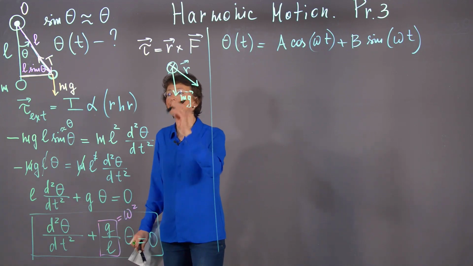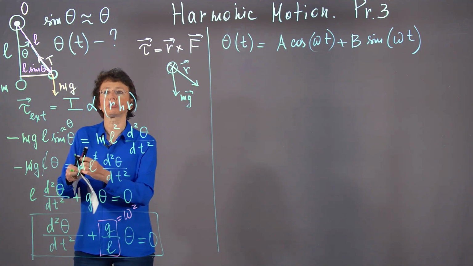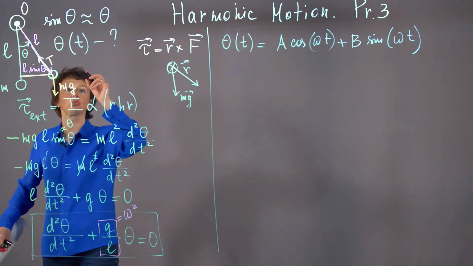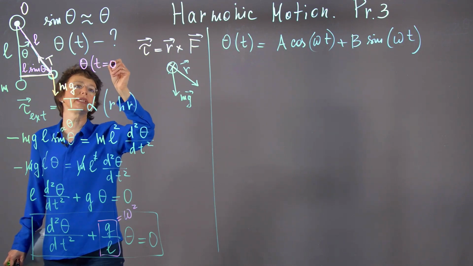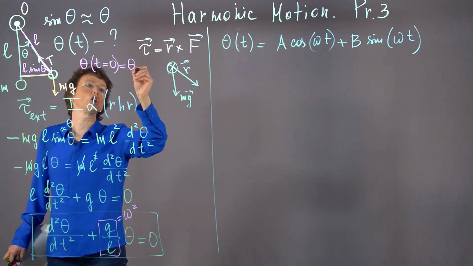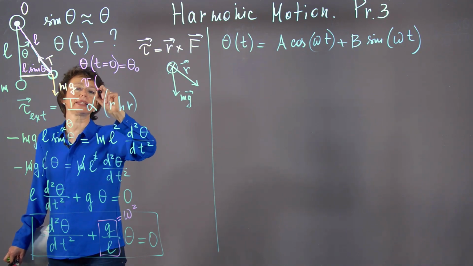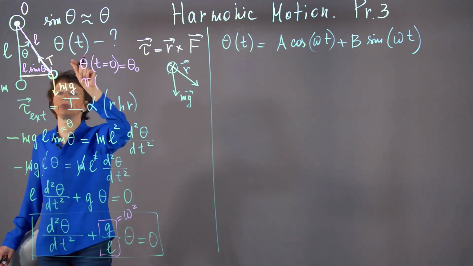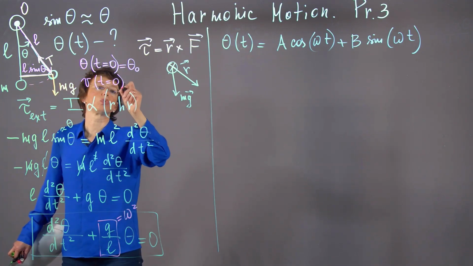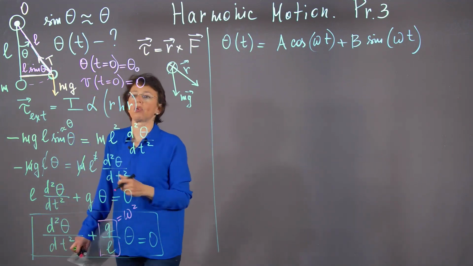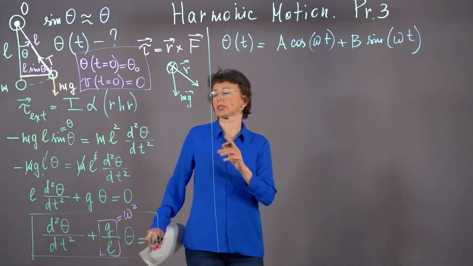You know what? I forgot to write the initial conditions, which is not a good idea. I will do it right here in red. What were my initial conditions? Theta at time moment 0 was theta naught. And velocity, and in this case it will be v theta, velocity at time moment 0 was 0. I just let it go. These two equations are my initial conditions.